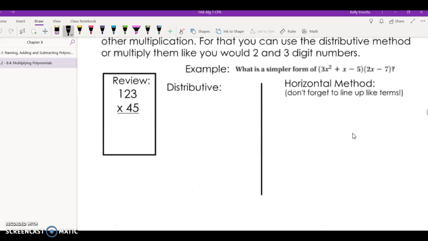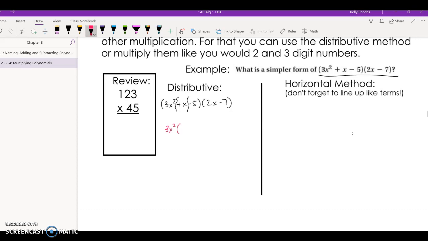So if the problem was 3x squared plus x minus 5 times 2x minus 7, just like up here, we could just do our distributive property like we did before and break this first trinomial up into three polynomials. So I could do 3x squared times 2x minus 7. That would be this first term. Then I could do this second, plus x times 2x minus 7. Okay, then finally, we're going to do the minus 5 times 2x minus 7. And then for each of those, we would do our distributive property.